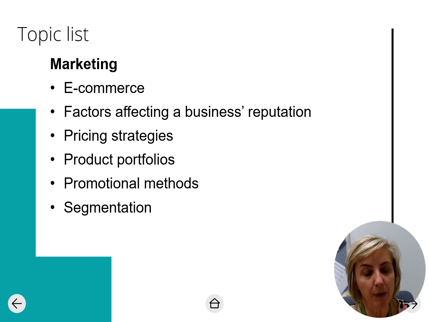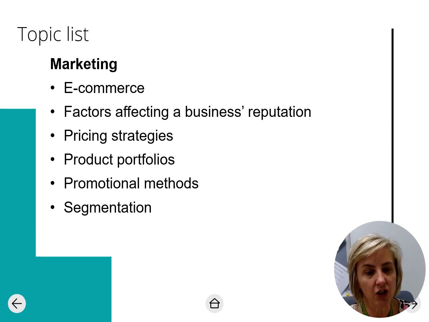So around marketing, some of the content that we're going to be looking at will be around e-commerce, so buying online, and things that affect business reputations, so it's good to be looking at and discussing things that happen in the news. Pricing strategies, how some companies will undercut prices or have high-end pricing. Product portfolios, how, for example, Apple may have a number of items now in their product range. Promotional methods, such as incentives like buy one get one free or loyalty incentives.